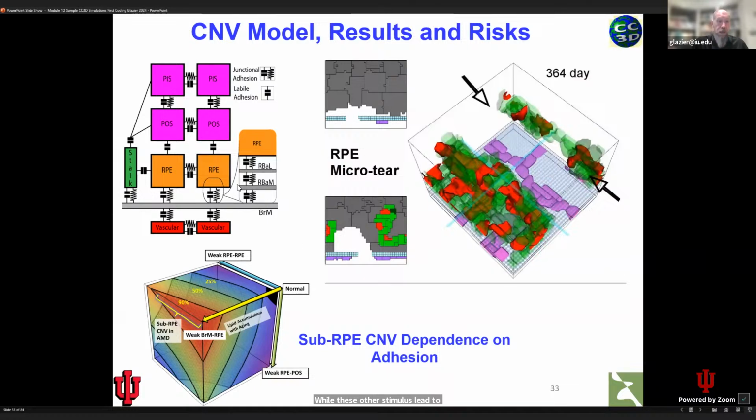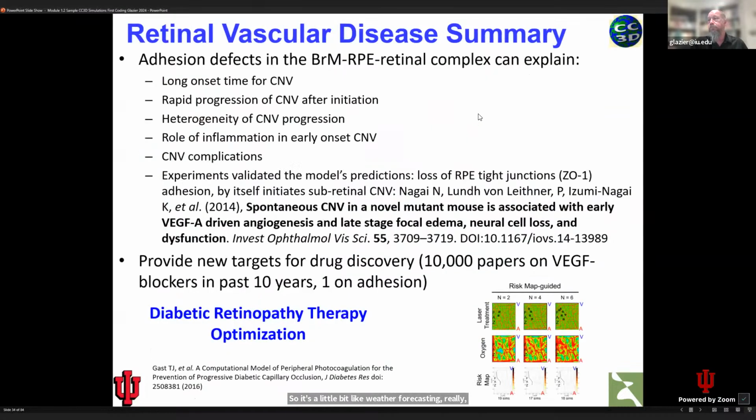This is called a risk map because it doesn't happen in every case. Each time you run the simulation, you get a different result. So it's a little bit like weather forecasting. You're really not doing prediction so much as forecasting. And that actually led to some new understanding of how this disease works and potential therapies. We've also used this kind of model to try to optimize diabetic retinopathy treatments.